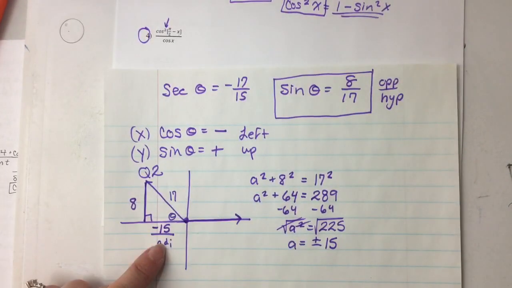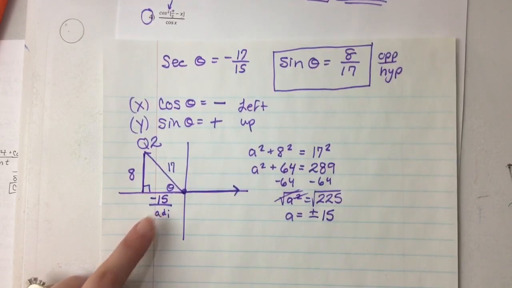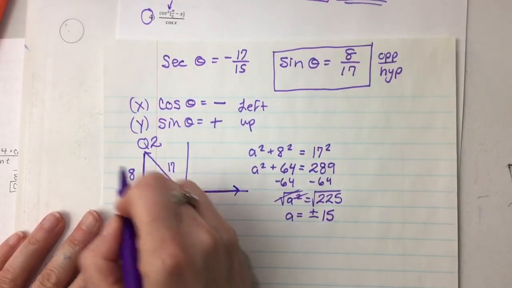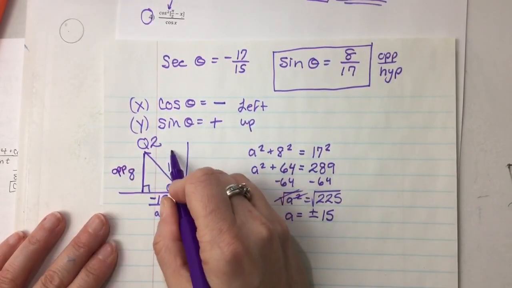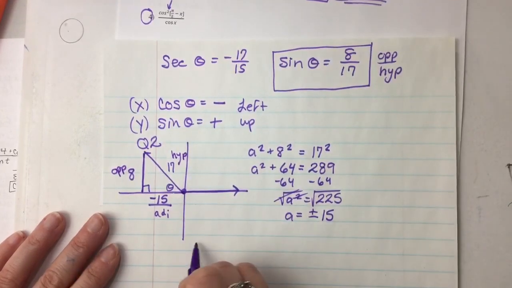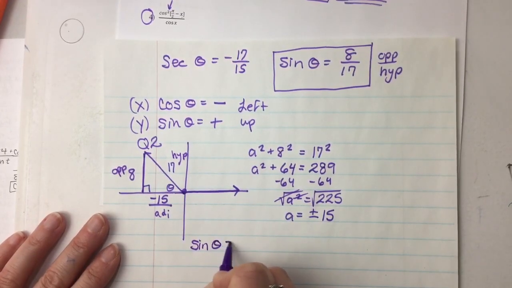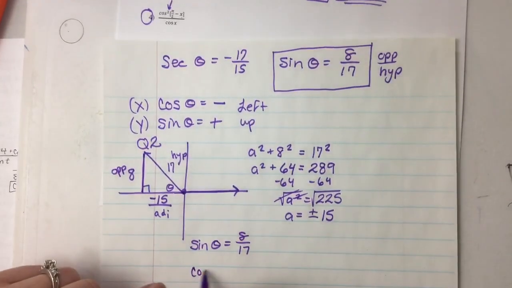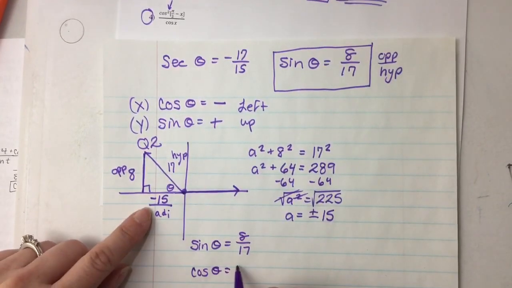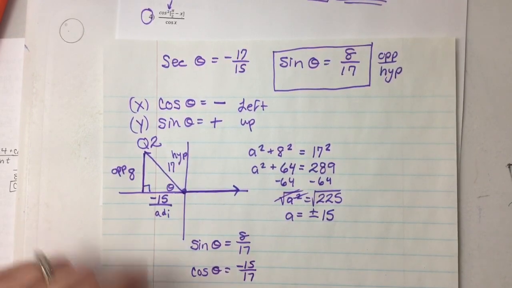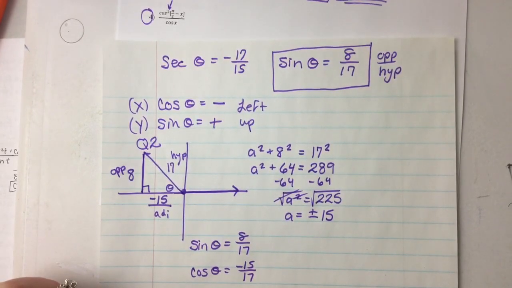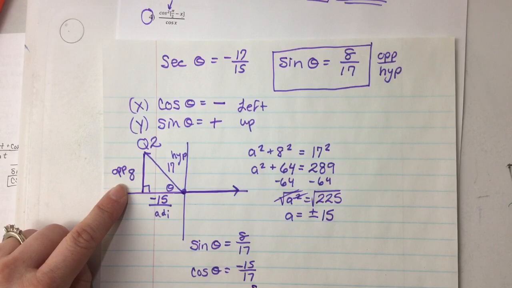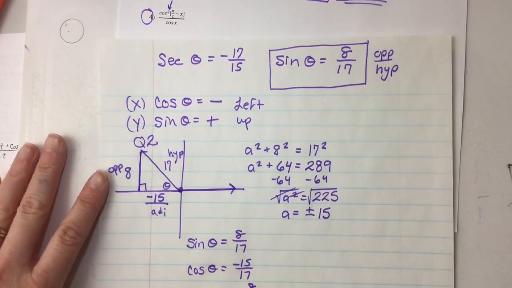Once you know all 3 sides, you can find all 6 trig functions. Remember, across from theta, that's the opposite. Across from the 90, that's the hypotenuse. So the sine of theta is the opposite over the hypotenuse. The cosine of theta is the adjacent over the hypotenuse. The tangent of theta is the opposite over the adjacent.